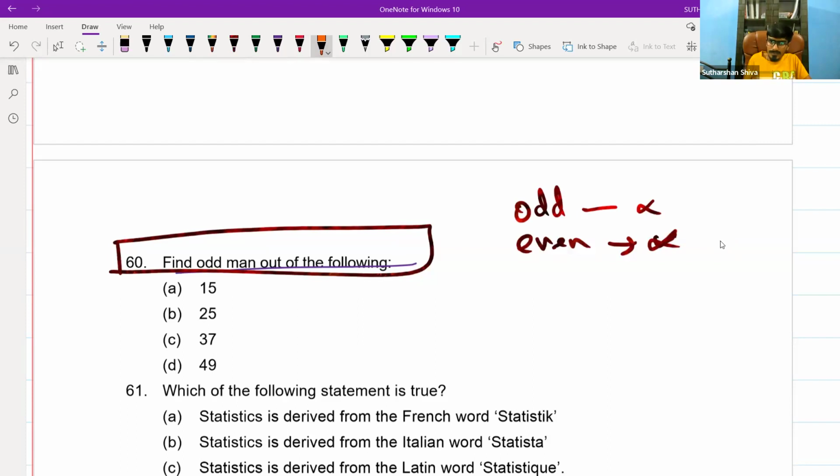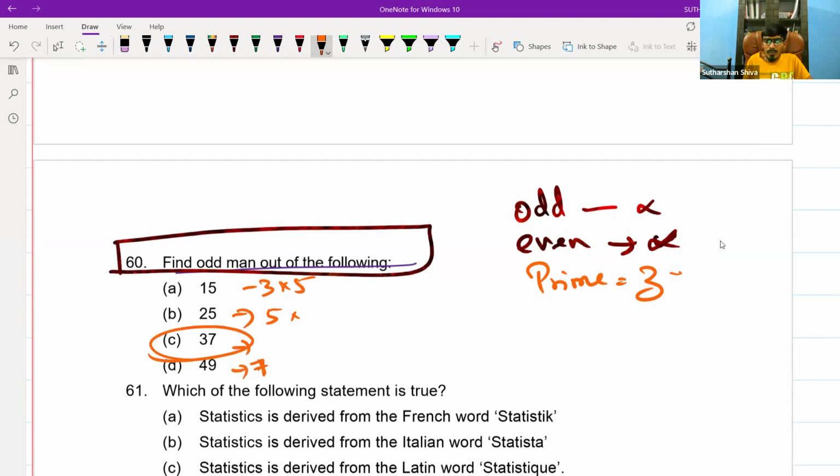Then I will go with prime number. What is a prime number? A prime number is divisible only by one and itself. 15 can be divided by the 3 table and 5 table, leaving the 1 table aside. 25 is again divisible by the 5 table. 37 will not be divisible in any tables except the one table, which you leave out. 49 is again in the 7 table. So my answer is 37. So I can go with the prime number part. It is divisible by that number only.